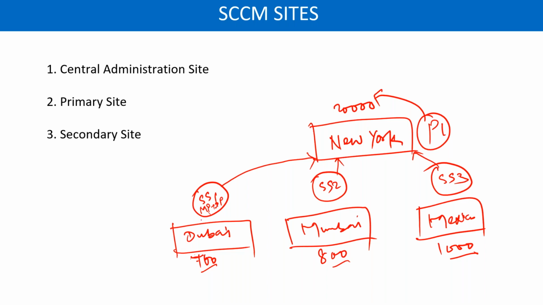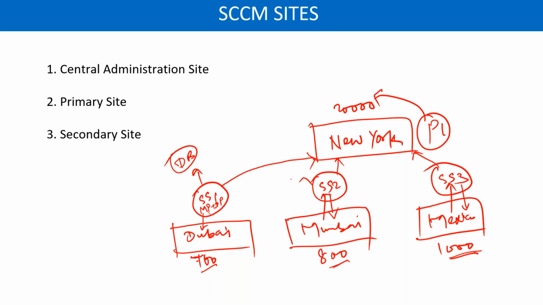Basically all the 700 devices will be communicating to this secondary site rather than going to New York. They will communicate to this secondary site to download the content and upload the inventory data. These 800 devices will communicate to the Mumbai secondary site to download content and upload inventory files. Similarly, the 1,000 devices will download content from here and upload inventory data to this one. And this secondary site also has a database.